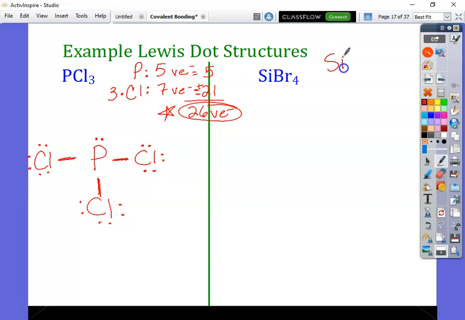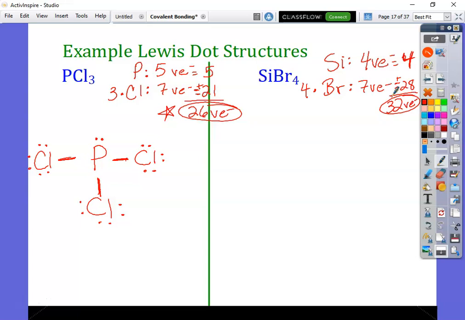Let's take a look at our next one. For silicon, we see it is in column 14, so it has 4 valence electrons. And then we have 4 bromine atoms, each with 7 valence electrons. So that means 4 electrons here. 4 times 7 is 28 electrons here. When we add those together, we see that this Lewis structure will have a total of 32 valence electrons.